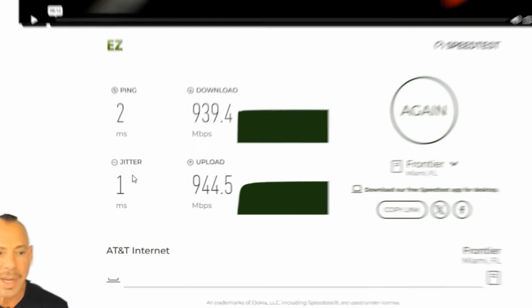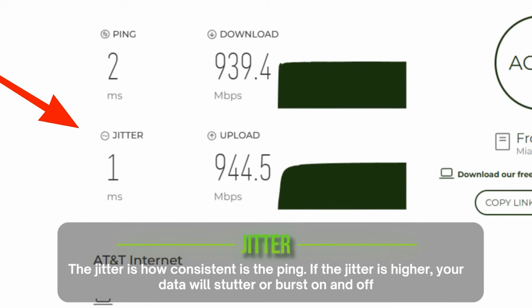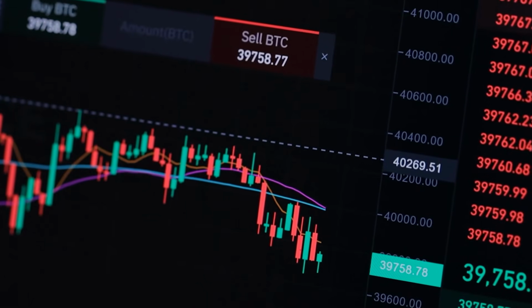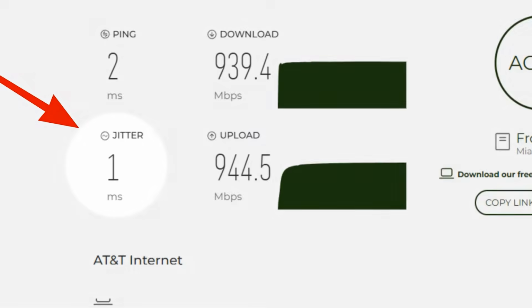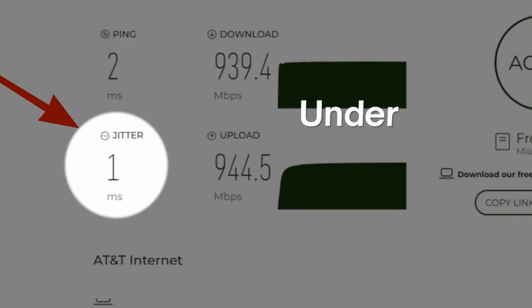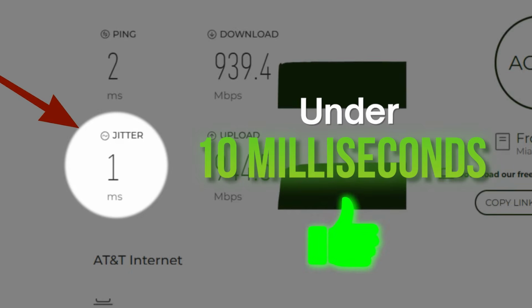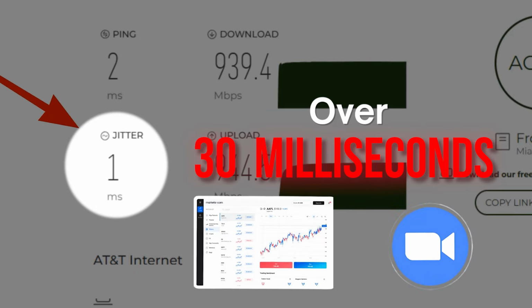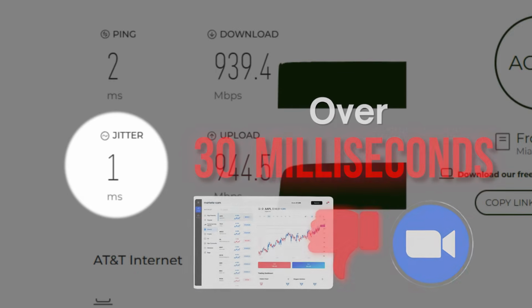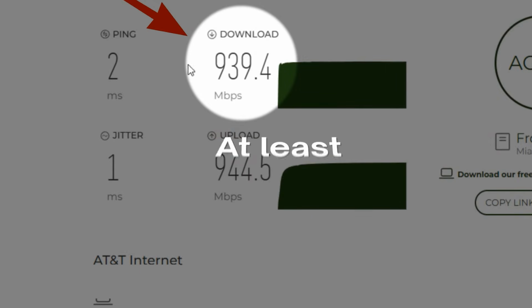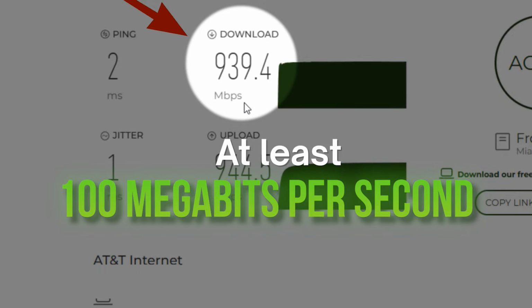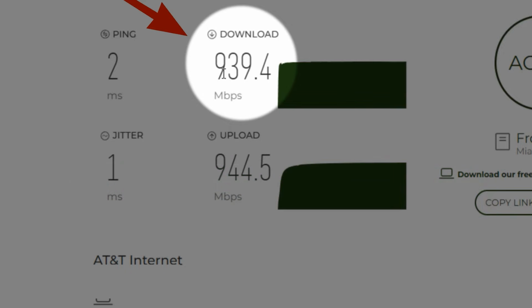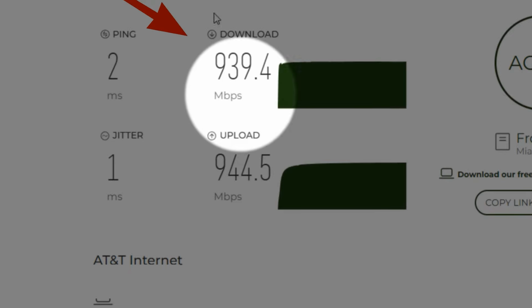The next number we're going to look at is this jitter. The jitter is how consistent is the ping. If the jitter is higher, your data will stutter or burst on and off. And that is a huge problem for live quotes, and it's a huge problem for order routing. We want this jitter to be as low as possible. Under 10 milliseconds is a really good number. Over 30 milliseconds, and your trading platform and your other apps like Zoom are going to drop out, you're going to have real problems. Now for download speed, we want at least 100 megabits per second, but that's a bare minimum. Here I'm taking in 939 megabits per second, and that's the same for the upload.